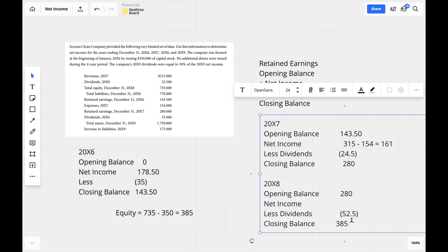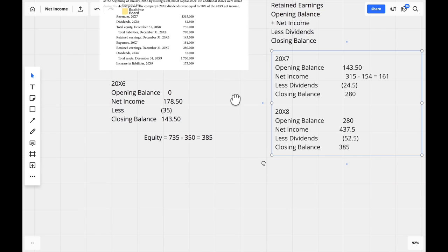385. So to work it backwards, work out the net income amount, you've just got to work from the bottom, so 385, and you add back the dividend of 52.5. And so the net income for this year is actually going to be 437.5.